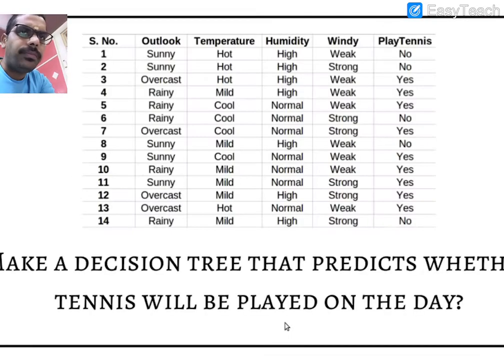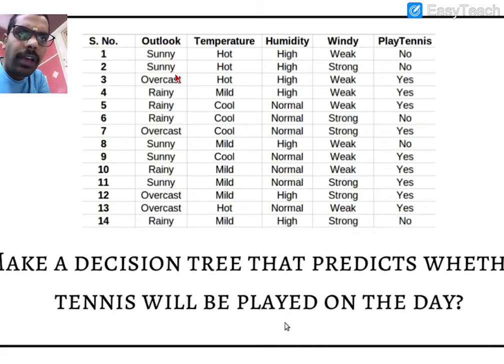And next, this is a database which I am going to consider. How many records are there? 14 records. How many attributes are there? Outlook, temperature, humidity, wind: 4 attributes, and play tennis is the class label. Finally we are going to decide whether we have a yes class or a no class. If you look at this database carefully, how many total records are there? 14 records. What are the attributes? Outlook, temperature, humidity, and windy.